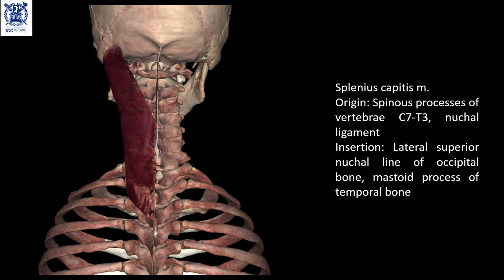It is supplied by the muscular branches of the aorta. The splenius capitis muscle is a prime mover for head extension. The splenius capitis can also allow lateral flexion and rotation of the cervical spine.